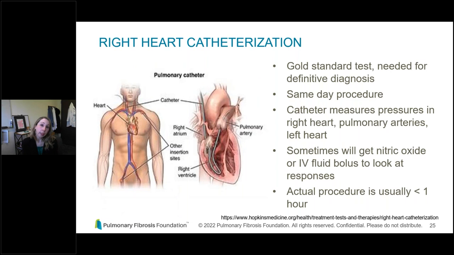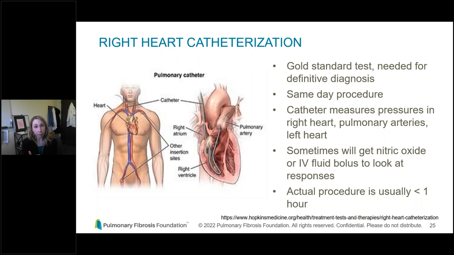To truly make a diagnosis of pulmonary hypertension, right heart catheterization is the gold standard. This is a same-day procedure. They thread a small catheter through a blood vessel in your neck or your wrist or your groin and thread that through the heart into the pulmonary artery and can actually measure the pressures and can say, do you have pulmonary hypertension? If so, how severe is it?